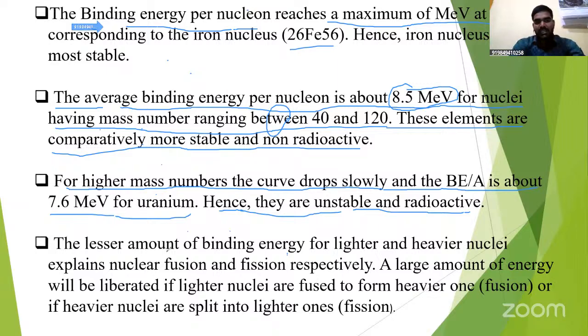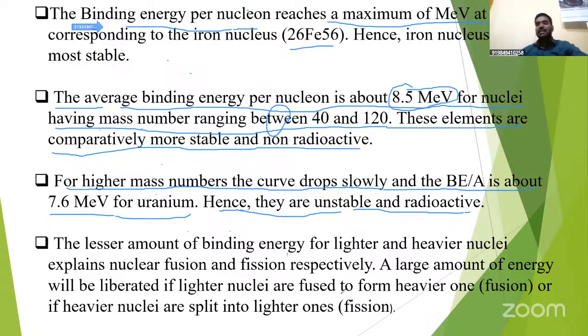So, there is a lesser amount of binding energy for lighter and heavier nuclei. These are explained by fusion and fission respectively. For lighter nuclei, it will be fusion. For the heavier nuclei, it will be fission. These will help to study this binding. A large amount of energy will be liberated if lighter nuclei are fused to form a heavier one.